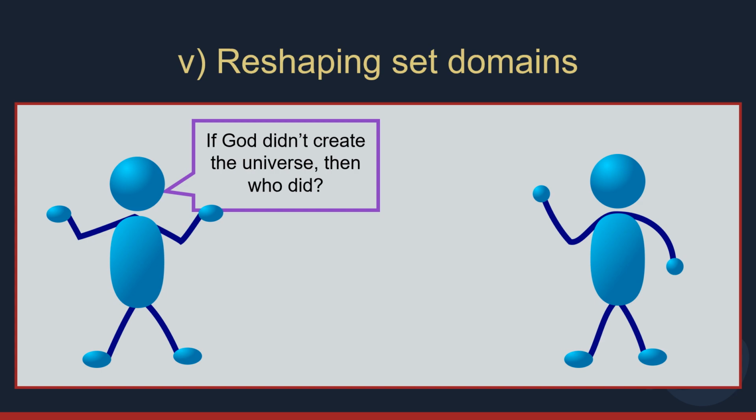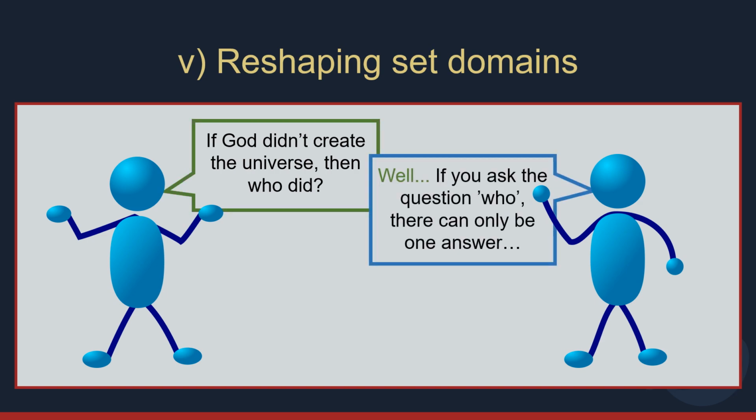In these situations, speakers need ways to reshape domains set by questions in order to give answers they feel are more appropriate. In English, speakers often use well to indicate they're going to provide an answer which doesn't pertain to the framing of the question. For example, the speaker could say, "Well, if you ask the question who, there can only be one answer." In Korean, 그러니까 can be used to do a similar thing.